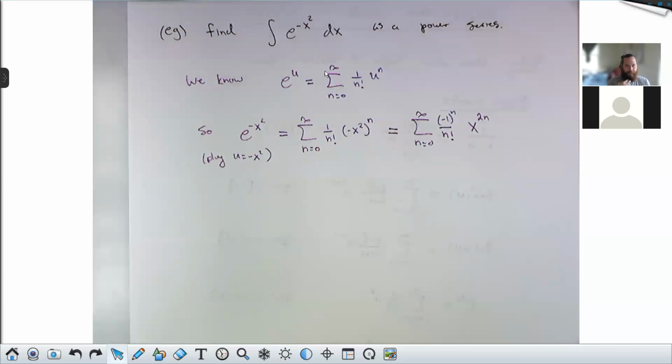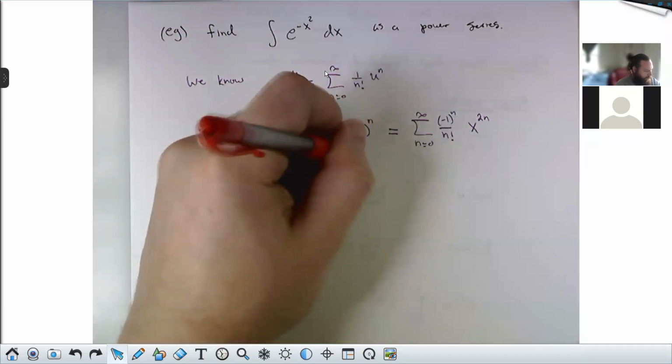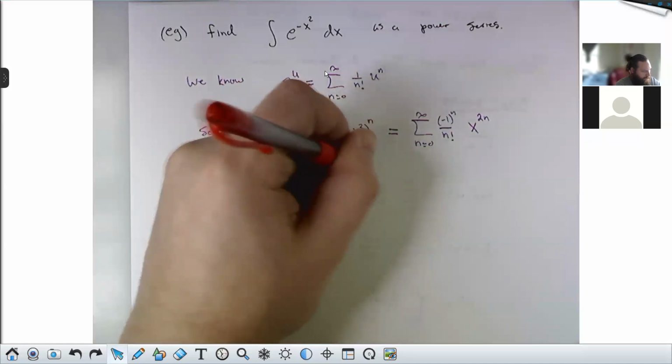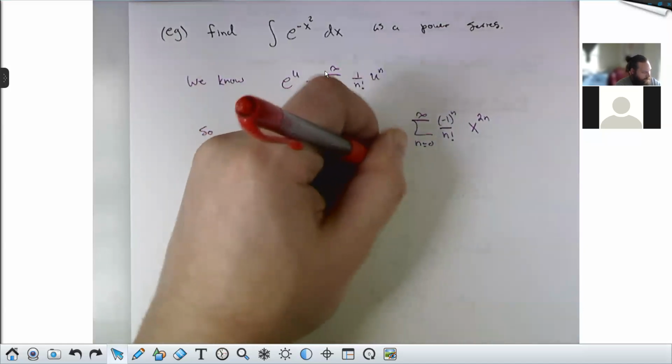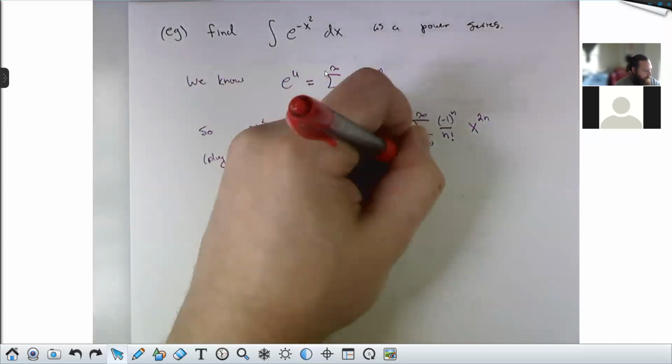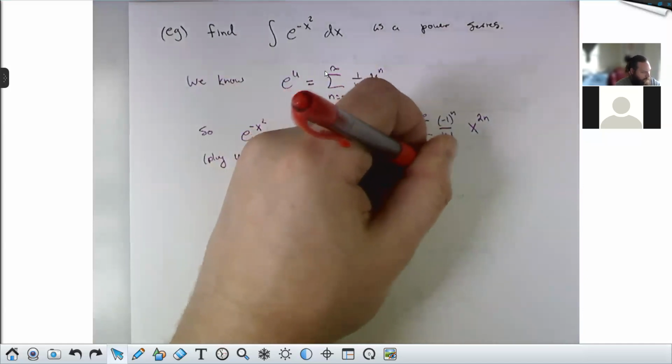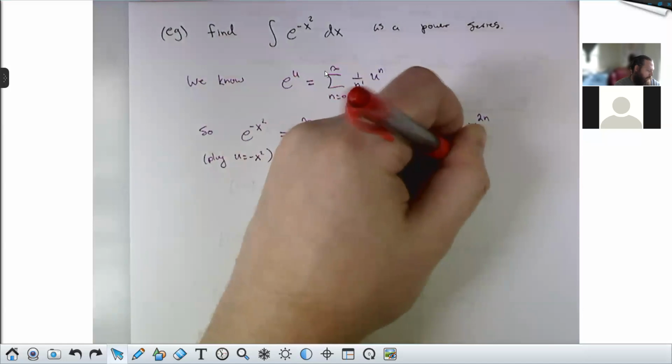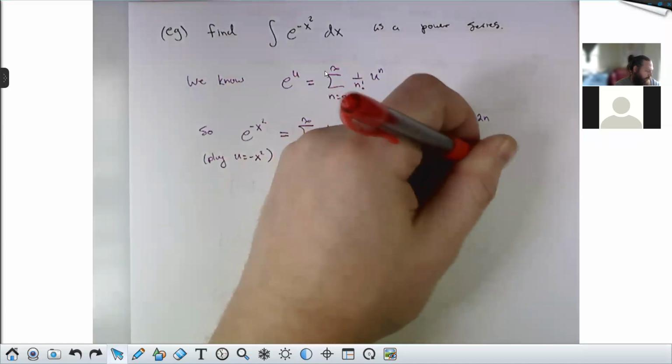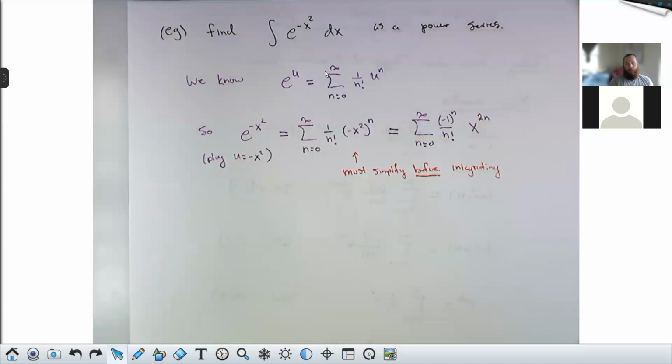Just going to put a little note here that you must simplify this before integrating. So I need my simplified series, then I can take the integral. Any questions about how we get this power series for e to the negative x squared?